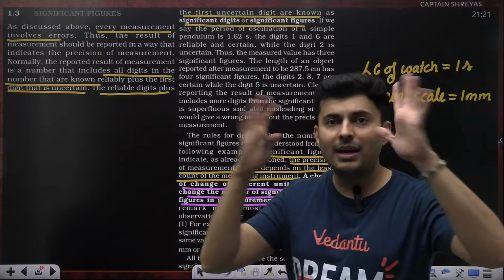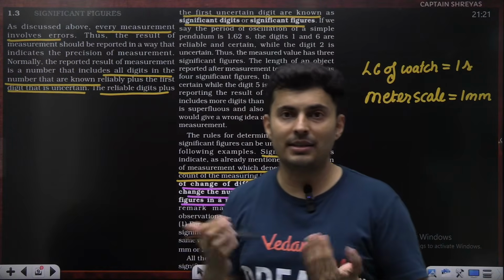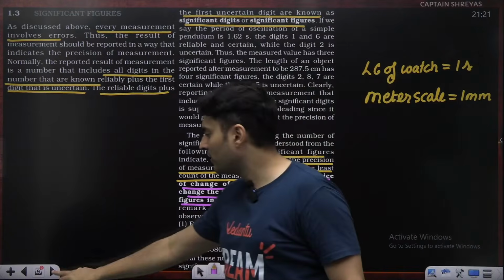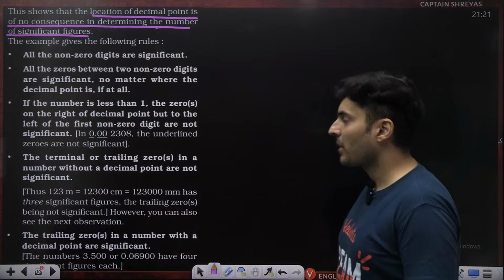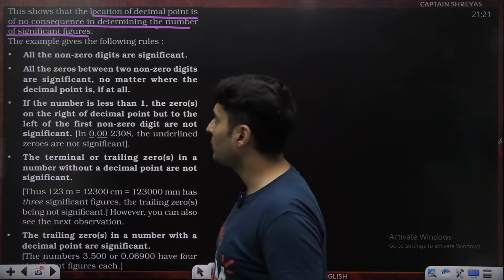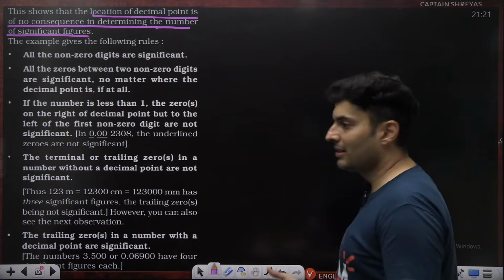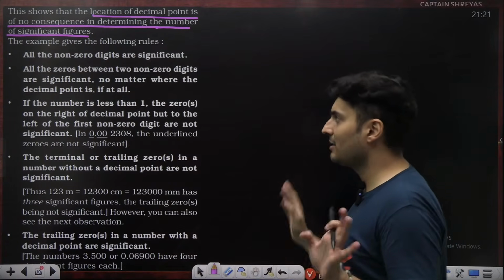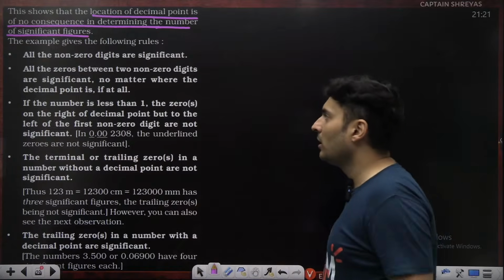So never worry so much about the decimal place. The decimal point might move from here to here, it doesn't matter much. Significant figures will not change. So what are the rules? Here are the rules. All the non-zero digits are significant. All the zeros between two non-zero digits are significant, no matter where the decimal point is, if at all.